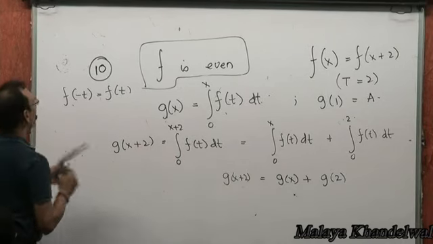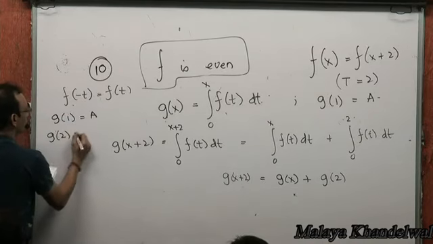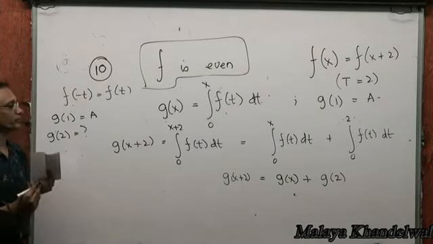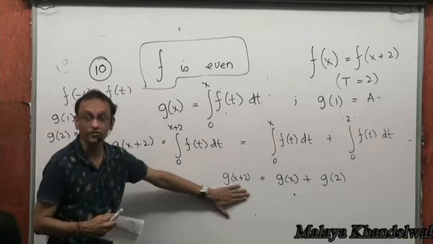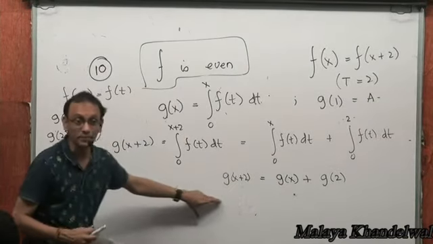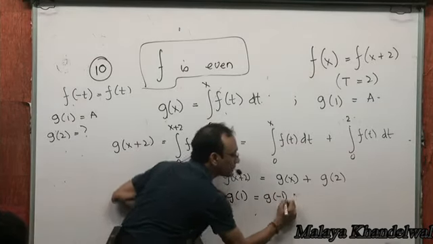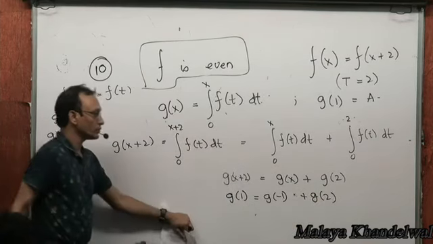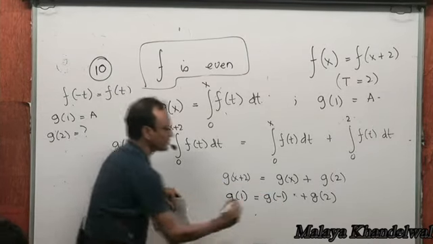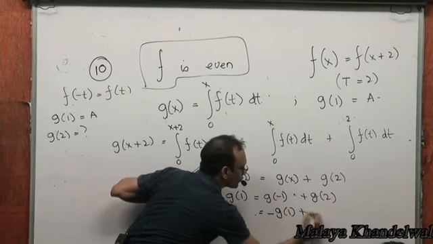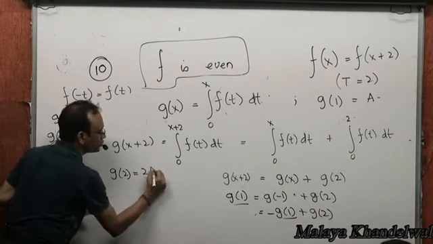Now, given g(1) as a, I want to be able to find the value of g(2). Either I can go from here and plug in x equal to -1, then I get g(1) equals g(-1) plus g(2). But g is an odd function of x, so g(-1) will be minus g(1). And g(1) is given to be a, so g(2) turns out to be 2a.